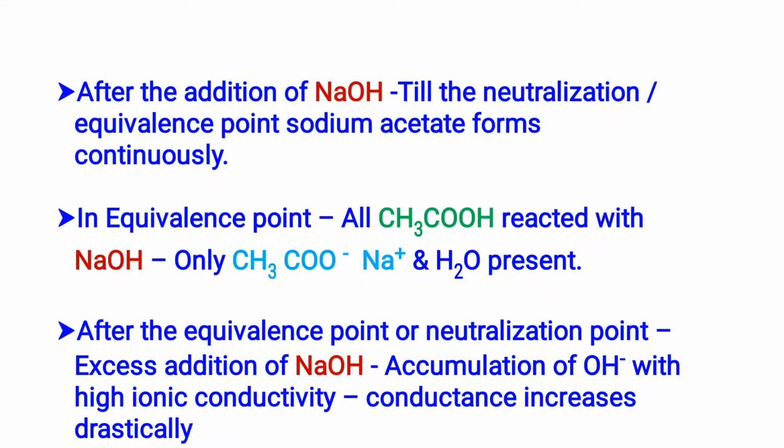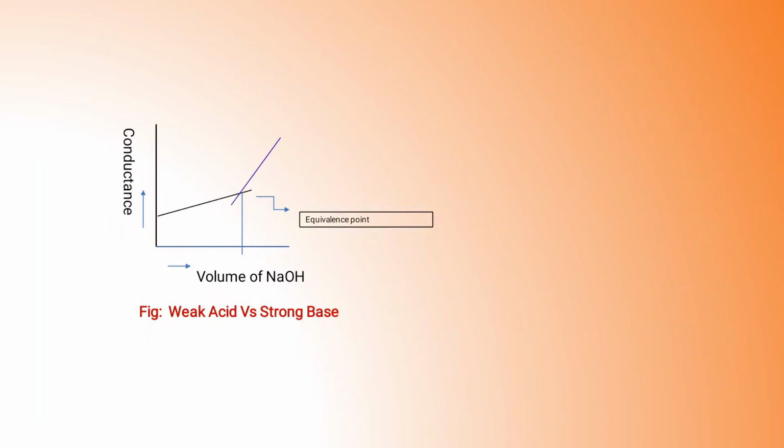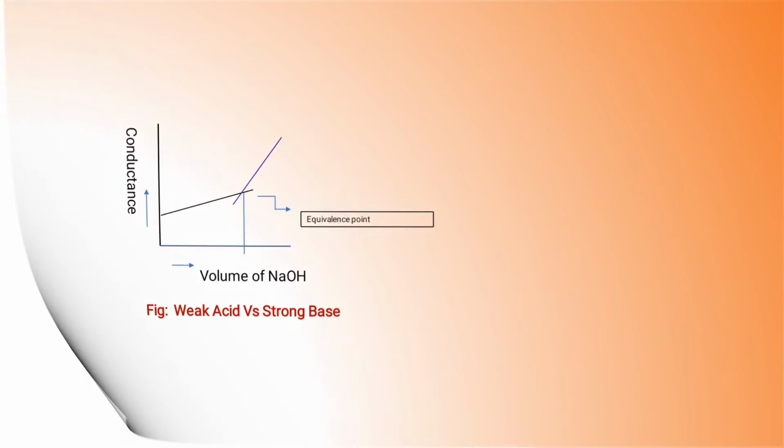At the equivalence point or neutralization point, all the acetic acid has reacted with the sodium hydroxide. Only sodium acetate and water are present. After the equivalence point, with excess addition of sodium hydroxide, there is accumulation of OH- ions with high ionic conductivity, so the conductance increases drastically. Here the graph is drawn between the conductance and volume of sodium hydroxide. We get two straight lines. By extrapolating the two lines to their intersection, we take the value, which is the volume of sodium hydroxide. This value is the concordant value.